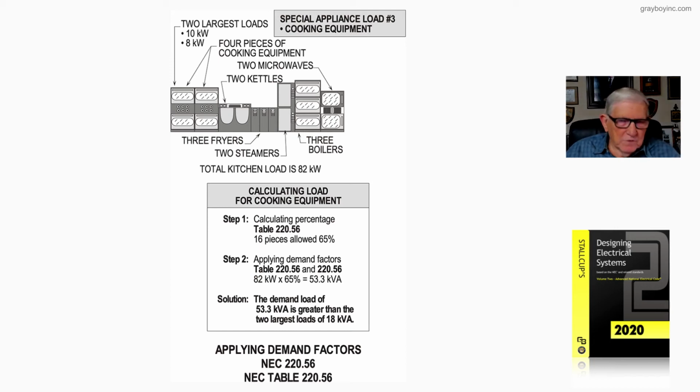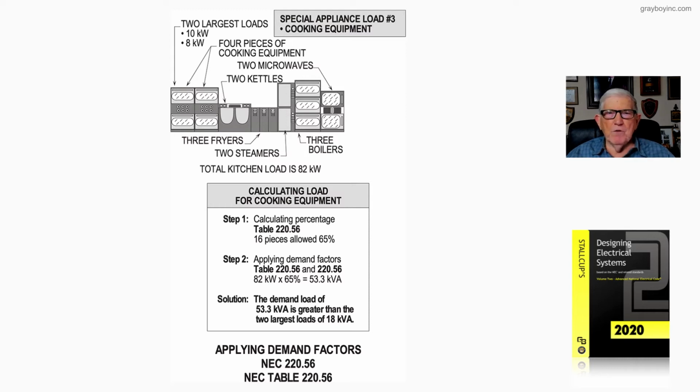Take a look at this figure 23-12. And again, we're dealing with special appliance loads in accordance with 220.14(A), load number 3, and it includes cooking equipment and other loads. Now notice it's very important that you take the two largest loads, left-hand side of the illustration at the top, 10 kW and 8 kW, totaling 18 kVA when you convert it over from kW to kVA.